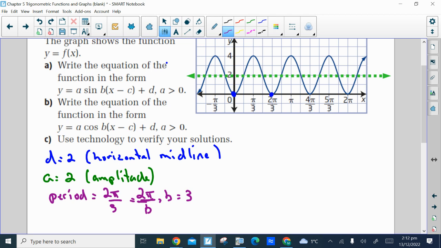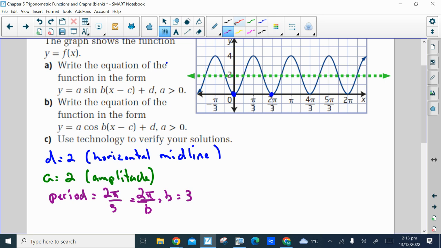Now here's another way you can get your B value of 3. For most sine and cosine graphs, the period is 2 pi radians. This one, the period is 2 pi on 3. It's 1/3 of 2 pi. So that means that the graph has been horizontally stretched by a factor of 1/3. And remember, the stretch factor and the B value are reciprocals of each other. So horizontal stretch of 1/3 means also that B equals 3.